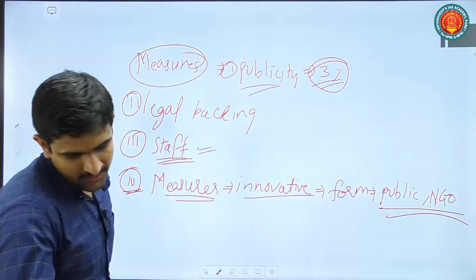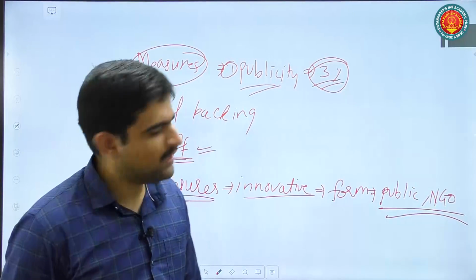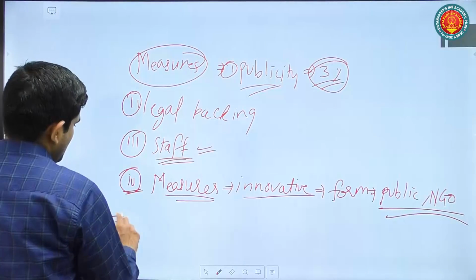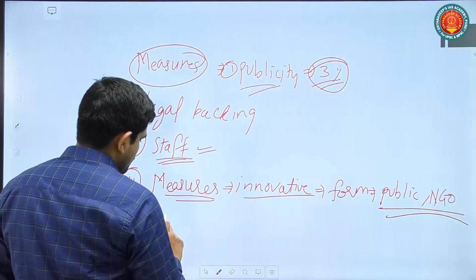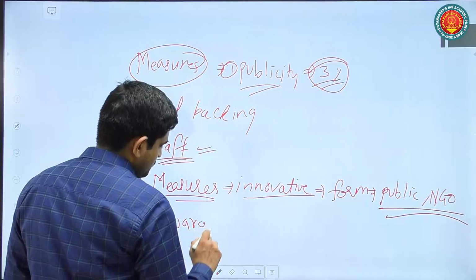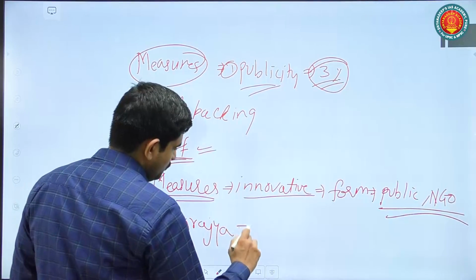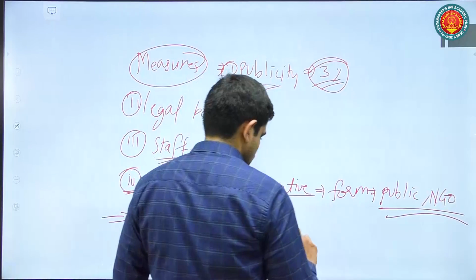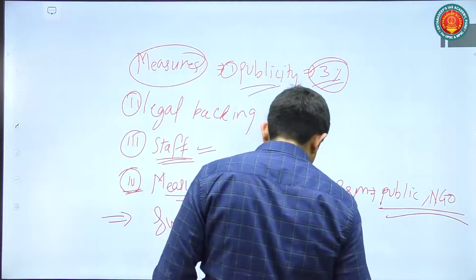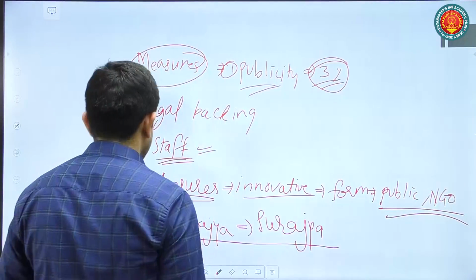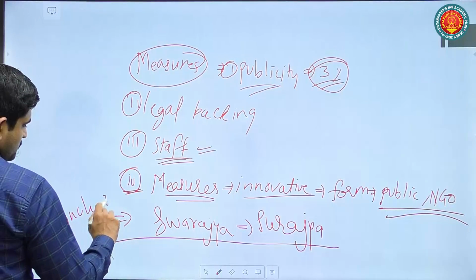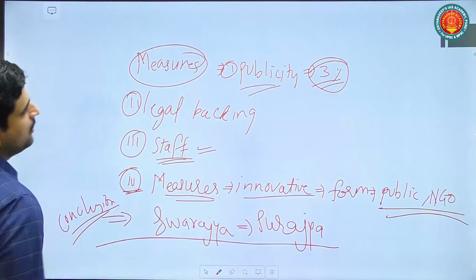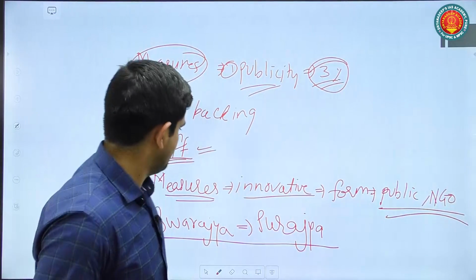And then you can say that if we bring about the citizen charter, we will transform our governance from merely Swarajya to Surajya. Okay. So this you can also mention in the conclusion part. This can be your conclusion. Okay. So that is what is the thing.